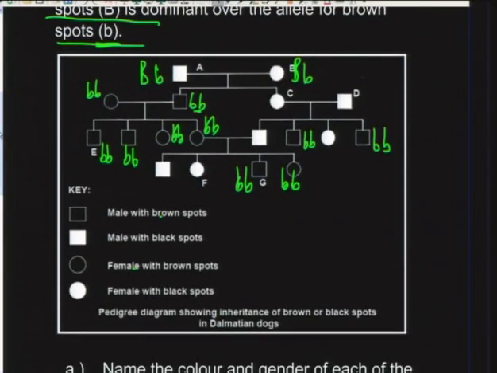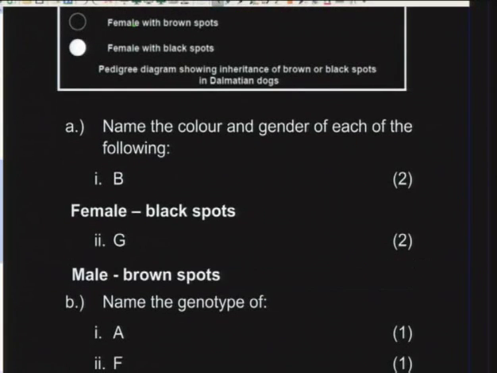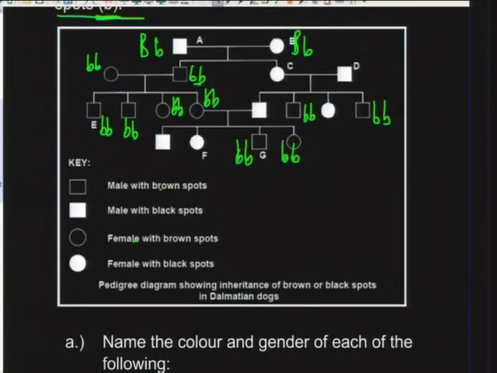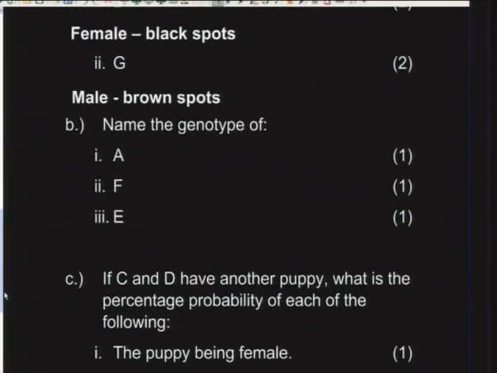B, female circle, that comes from the diagram here, and it's black. And G is a male, brown. G is a male and is brown. The key gives you that. Name the genotype of A, F, and E.